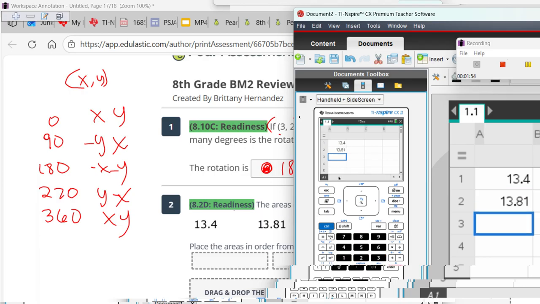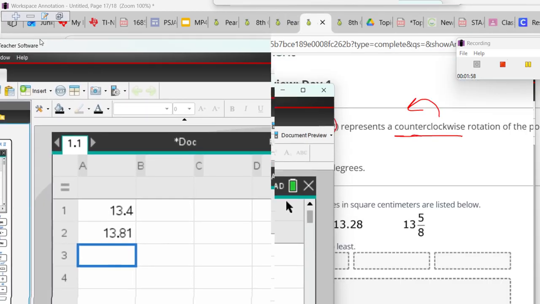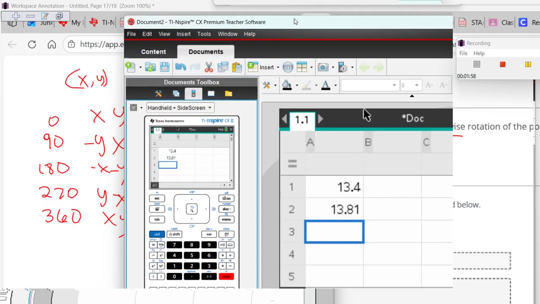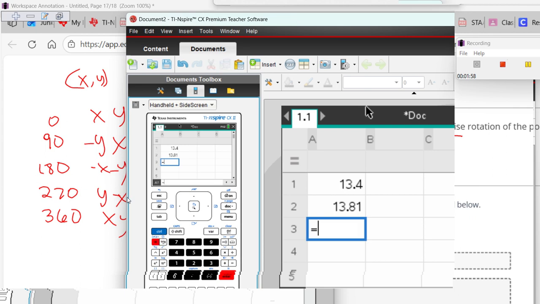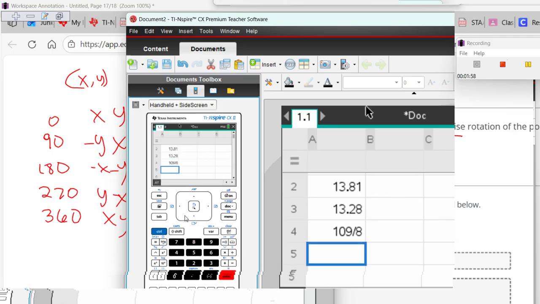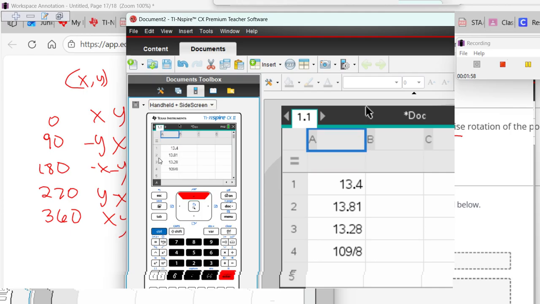And then let's check the other ones. And 28, 13.28, equals, 13.28, equals 13.8. That's right. And come all the way up.